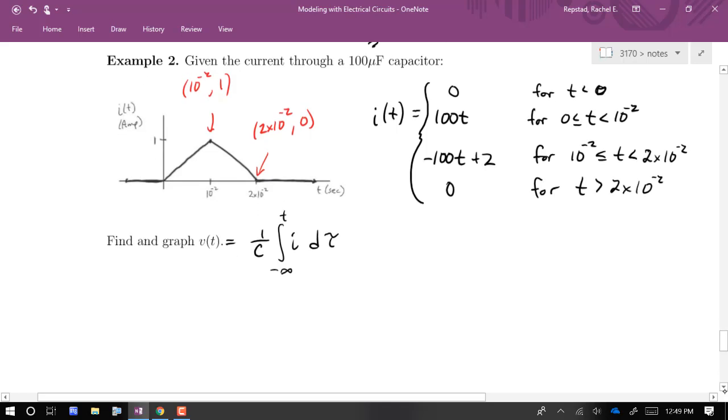So for t less than 0, it is the integral from negative infinity to 0 of the current. The current is 0, and if we think of this as area under a curve, this gives us 0. And that's basically our initial condition.